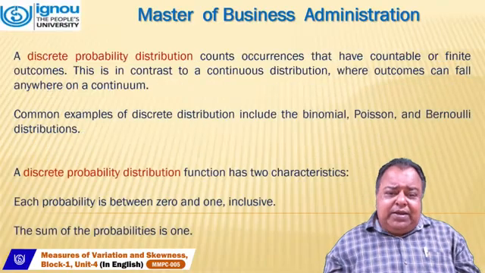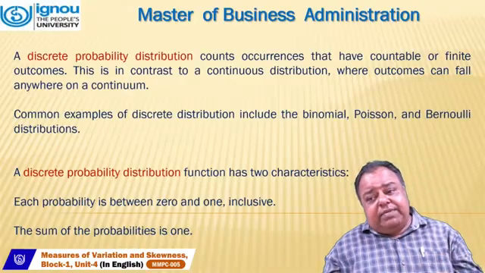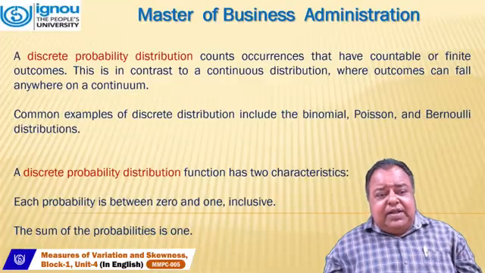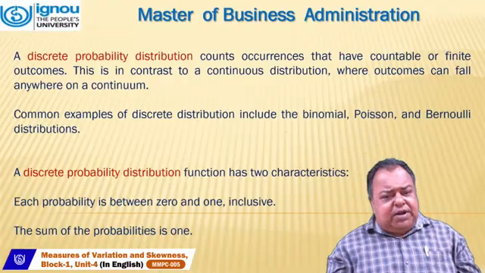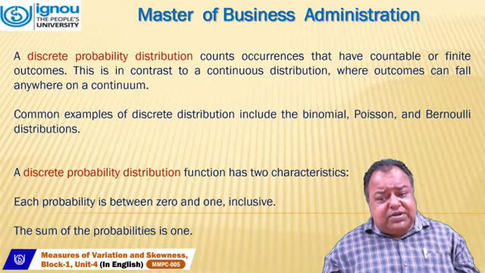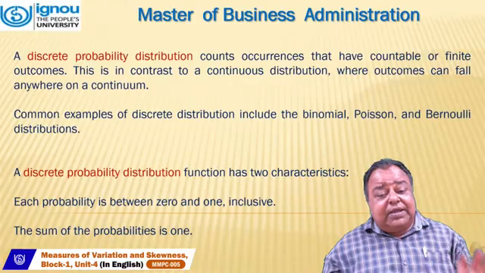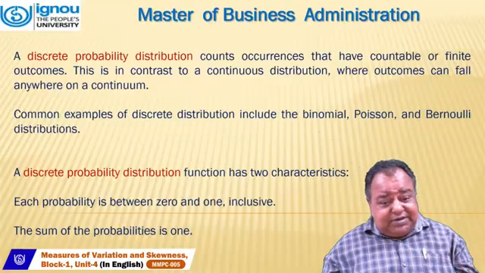A discrete probability distribution counts occurrences that have countable or finite outcomes. This is in contrast to a continuous distribution, where the outcome can fall anywhere in a continuum. Common examples of discrete distributions include binomial, Poisson, and Bernoulli distributions. These 3 distributions are used in making management decisions.